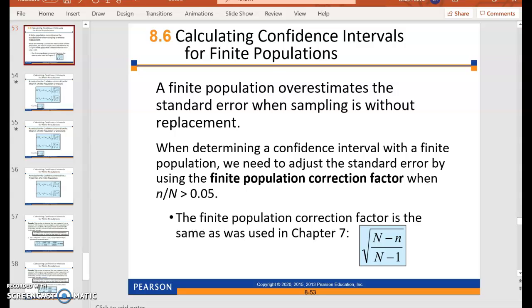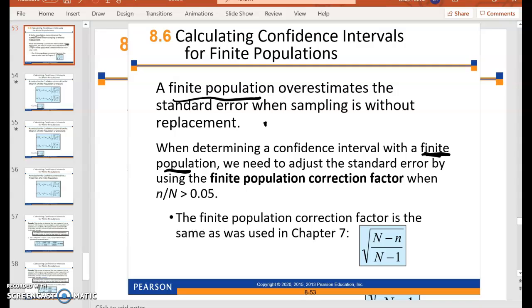This is the last section of this chapter, and we're going to be looking at, remember how we talked about a finite population before? Well, it overestimates the standard error when sampling is without replacement. So what that means is when we determine a confidence interval with a finite population, meaning the population has boundaries, we're given a value for the population size.